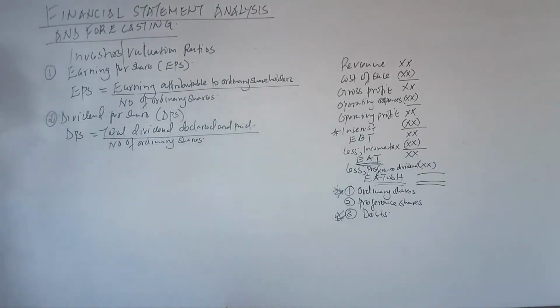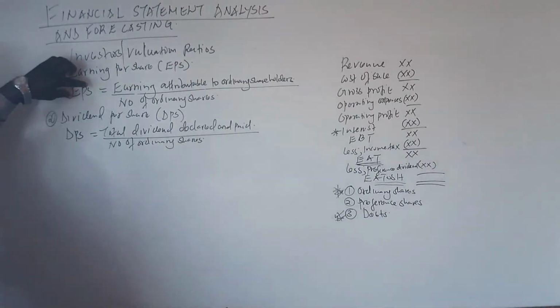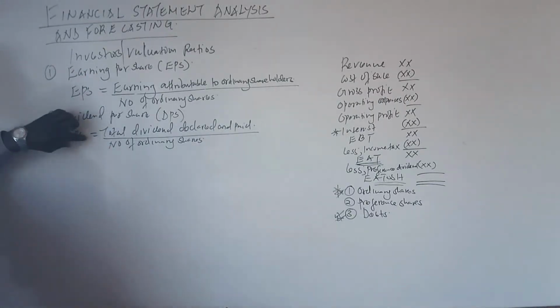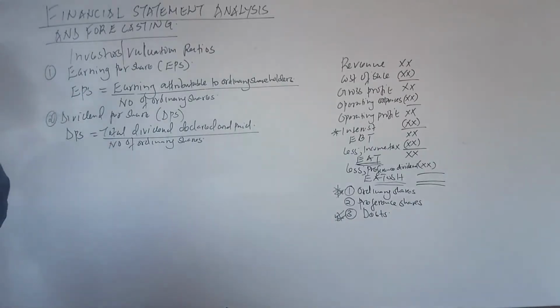In case we have any other information, for example, let's assume we had the earnings per share, then we can use this earnings per share for us to get the dividend per share. How can we use it?